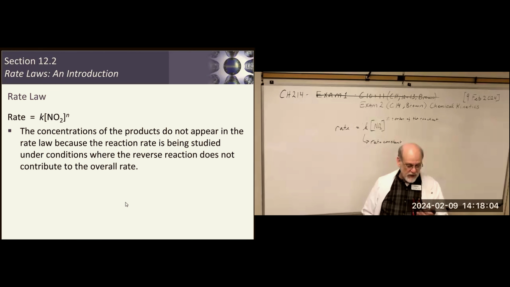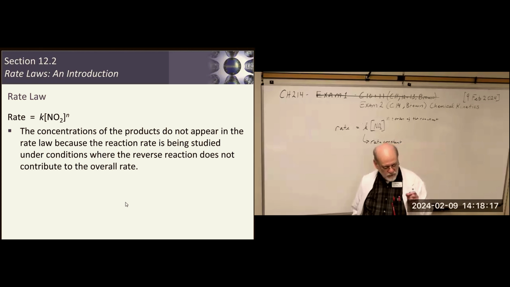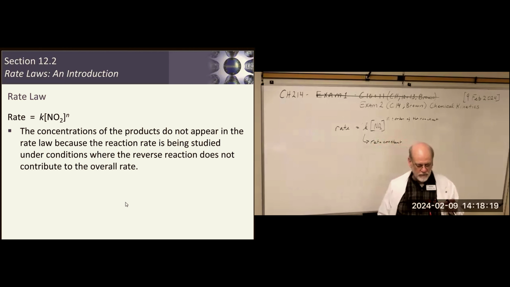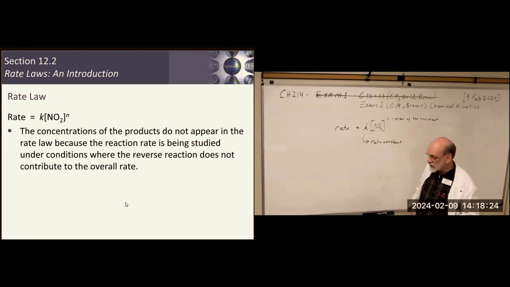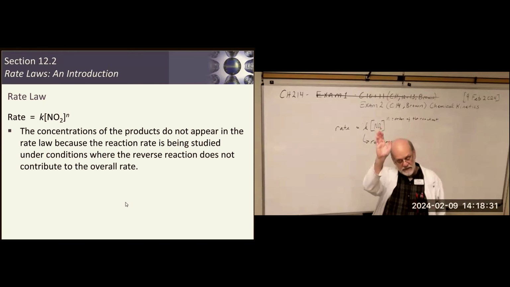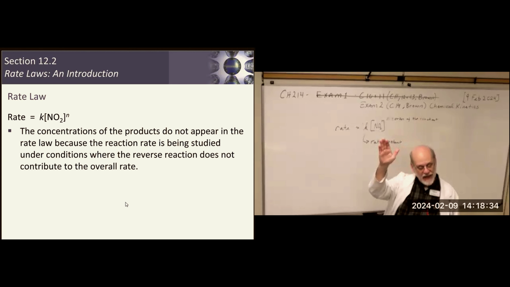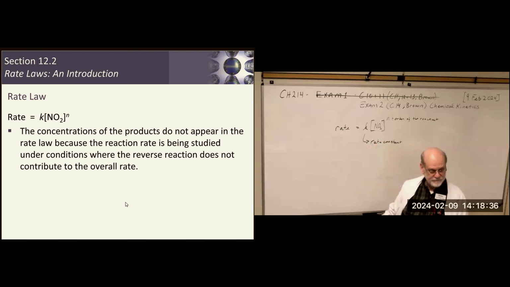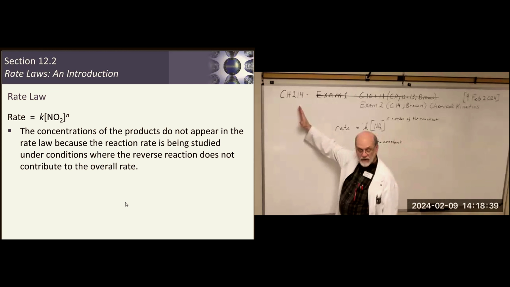Okay, in this expression of the kinetics of the reaction, this rate law, notice that the concentration of the products don't appear. And that's because we're studying this reaction under conditions where the reverse reaction doesn't contribute to the overall rate. That is, this is an expression of the initial conditions, rate law, at the very beginning. So that's when the rate, the slope of that line is the steepest. The slope is right here at the very beginning.